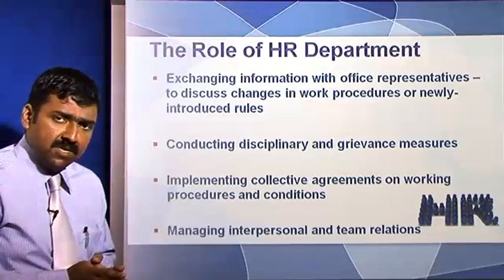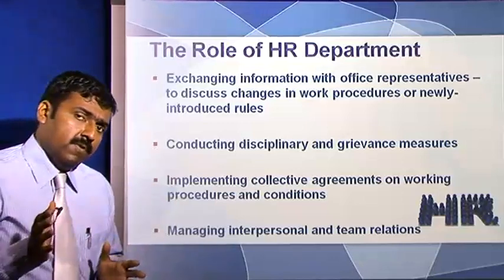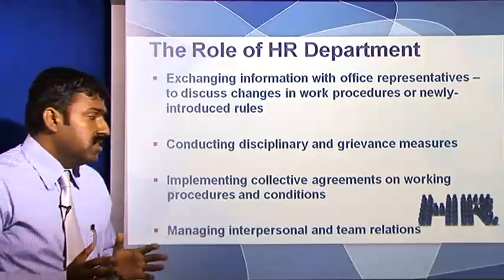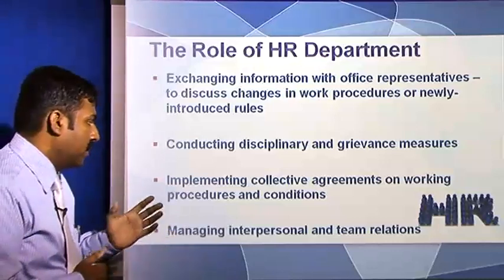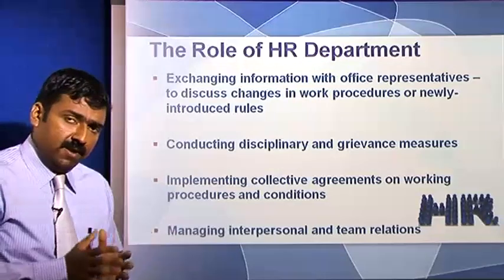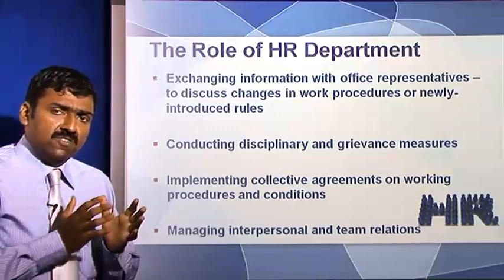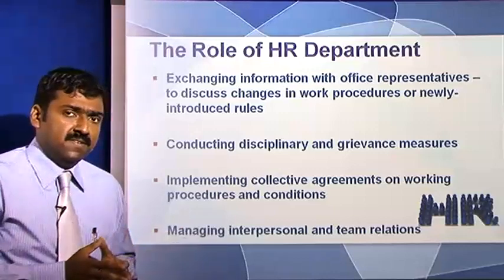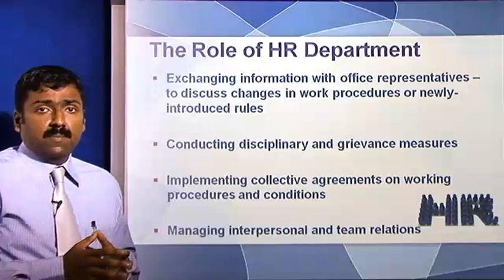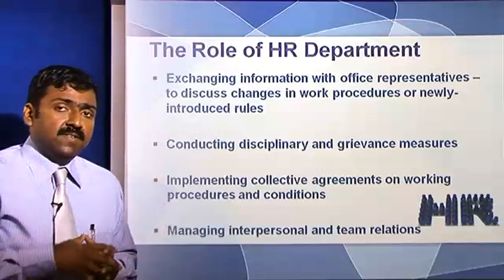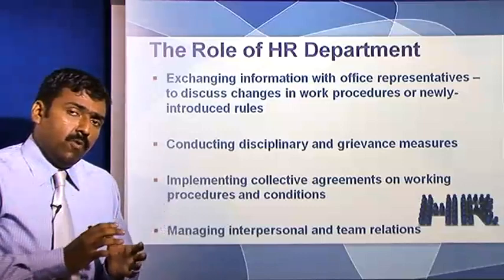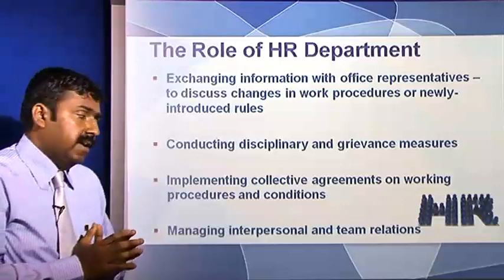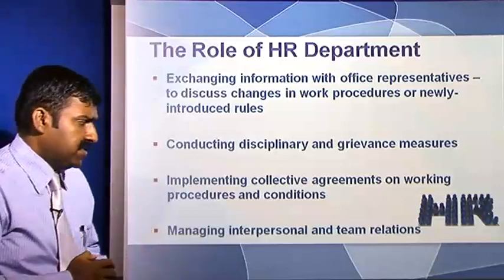Conducting disciplinary and grievance measures in line with the procedures set, involving the officials of the trade union. Giving timely communication to all concerned. Implementing collective agreements on working procedures and conditions. What were the collective agreements that were agreed upon, and they have to be implemented. If they are not implemented, it leads to a wider issue, and what happens next is something which is big, and it can be controlled only by the involvement of the senior management and senior level officials of the trade union. So in order to avoid all that, you need to see whether the agreements are implemented in letter and spirit.